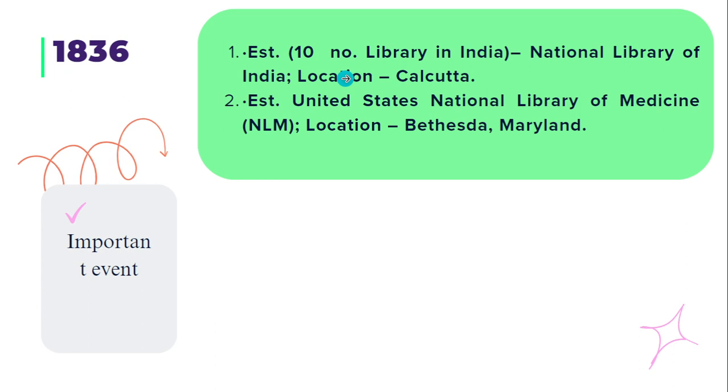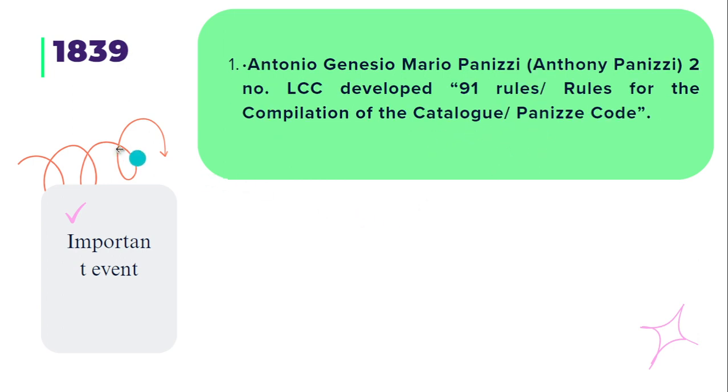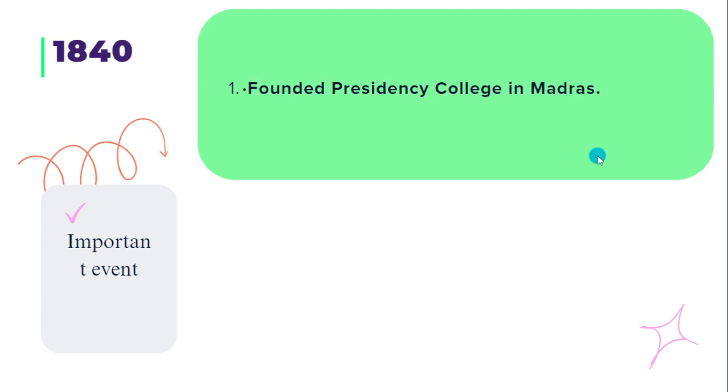In 1836 the National Library of India was established, located at Kolkata. Established the United States National Library of Medicine at Bethesda, Maryland. Then in 1839 Antonio Genesio Maria Panizzi, Anthony Panizzi, developed the first library catalog code, that is 91 rules for the compilation of the catalog, the Panizzi Code.